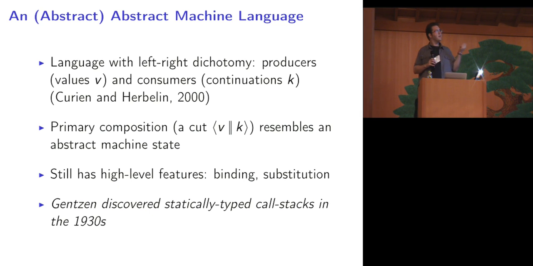And sort of the amazing consequence of this, and the language we use is based on Curien and Herbelin's calculus from 2000, is that in some sense, Gentzen discovered statically typed call stacks way back in the 1930s before we ever had machines to run them on. Like, that's pretty amazing that it worked out that way. It's pretty great.